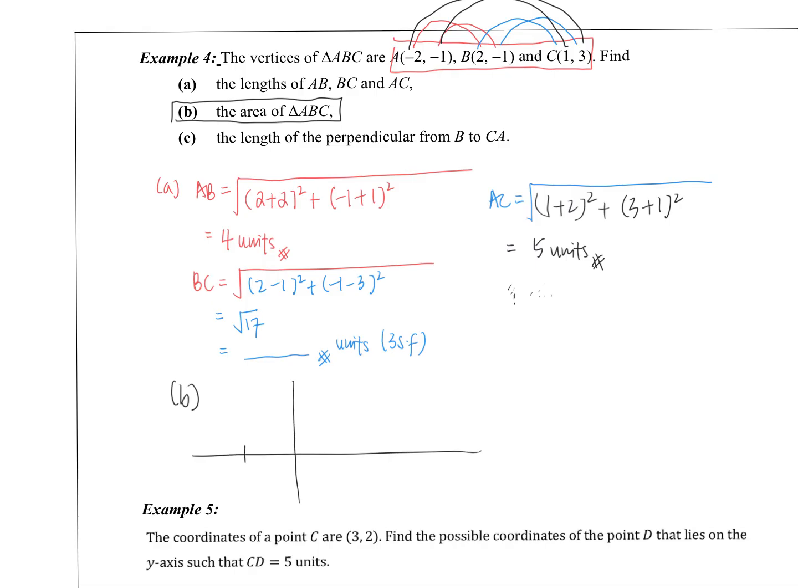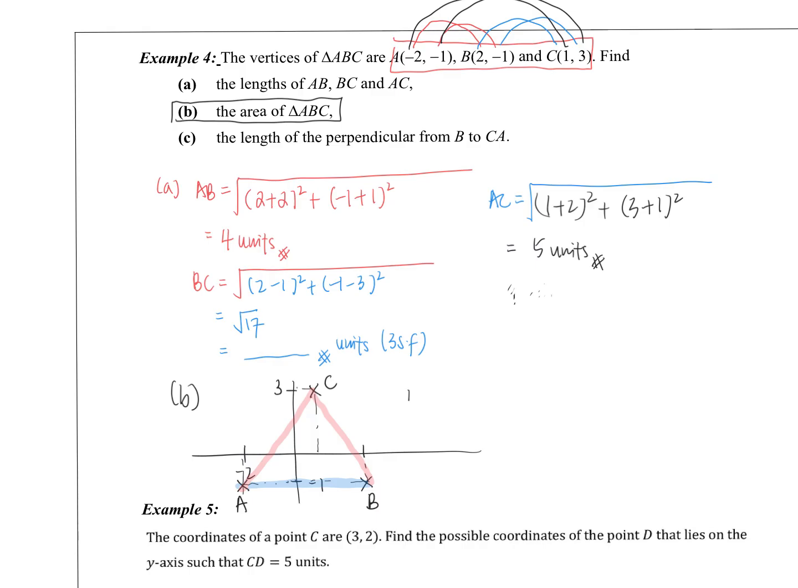So minus 2, minus 1. This is A. 2 and minus 1. So this is B. And then C is 1, 3. So probably here. You can see that the base is a horizontal line because the y value is the same. And then this is the height.